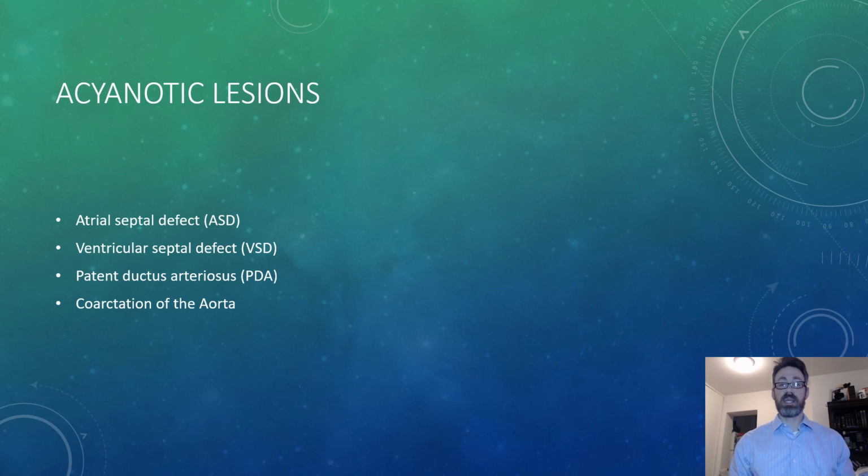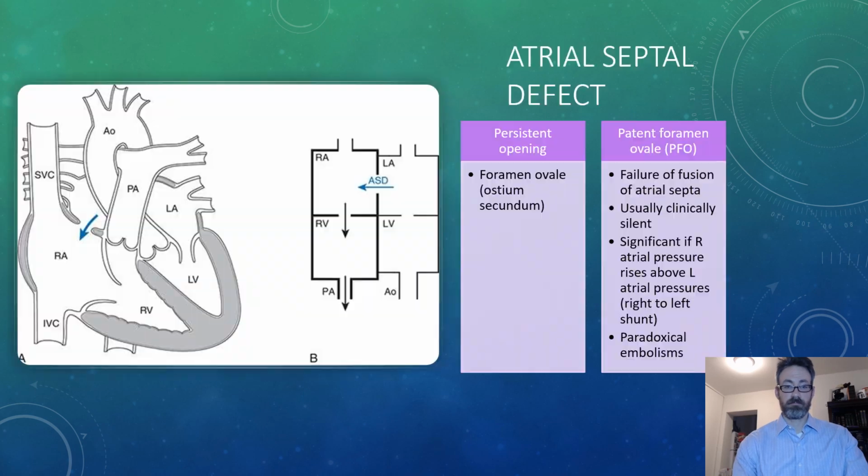So when it comes to the acyanotic lesions, I've put the list right here for you. All right, we have atrial septal defects. So this is really going to be where there's a communication between the atria. A ventricular septal defect, so communication between the ventricles. A patent ductus arteriosus. Recall that the ductus arteriosus is what connects the pulmonary trunk to the aorta. And then there's the coarctation of the aorta, where we have a stricture in the aorta itself.